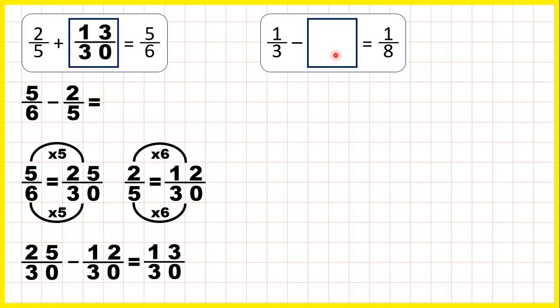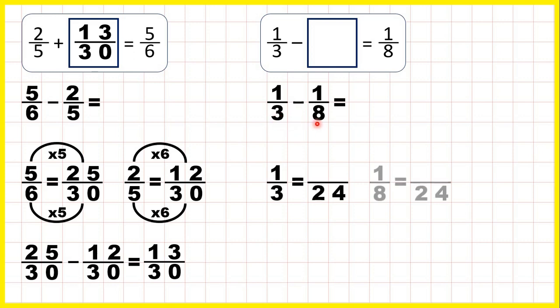Now we have a missing number subtraction problem, but it's the second number in the subtraction that's missing, so we still use subtraction to find our answer. We need to work out 1/3 minus 1/8, and that will tell us our missing fraction. But to subtract fractions, we need the denominators to be the same. 24 is in the 3 and the 8 times tables, so let's find our equivalent fractions.